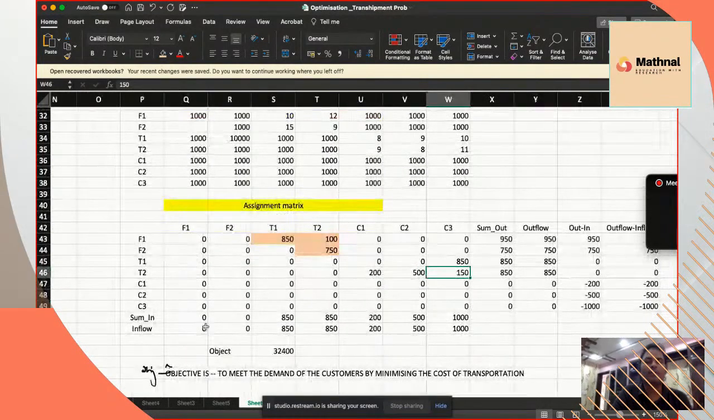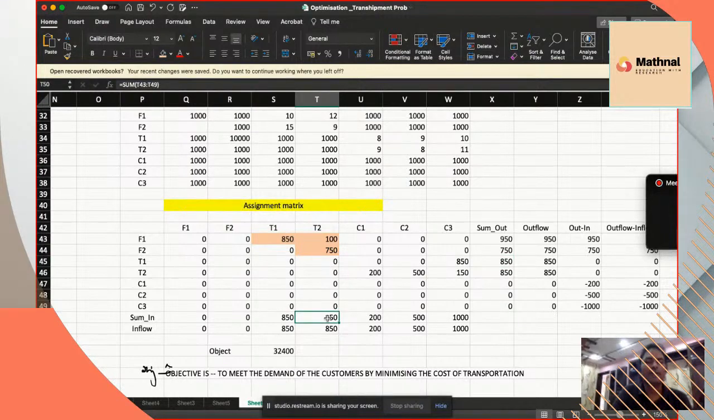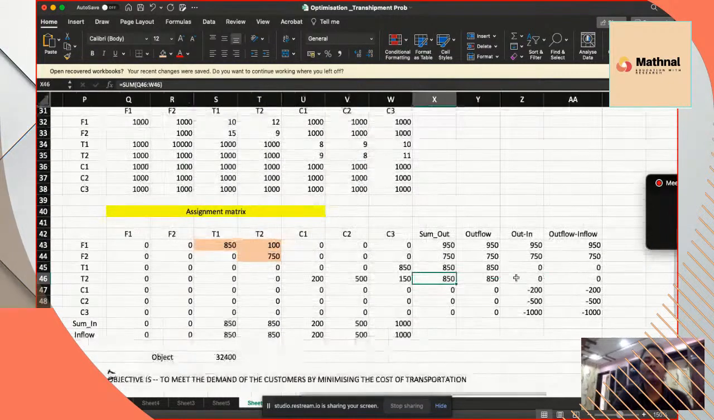There is no inflow at F1, no inflow at F2. There is an inflow of 850 units at T1, and there is an outflow of 850 units at T1. So net inflow is 0. There is a net inflow of 850 units at T2, and a net outflow of 850 units at T2. So outflow versus inflow is 0.